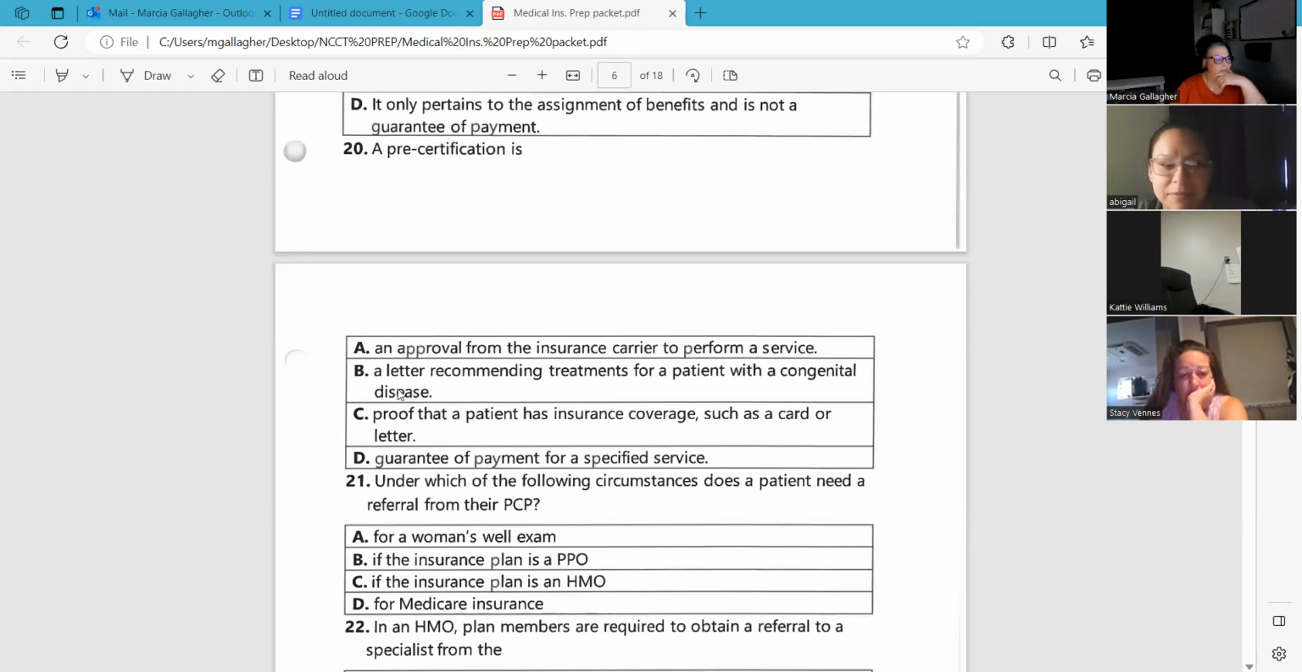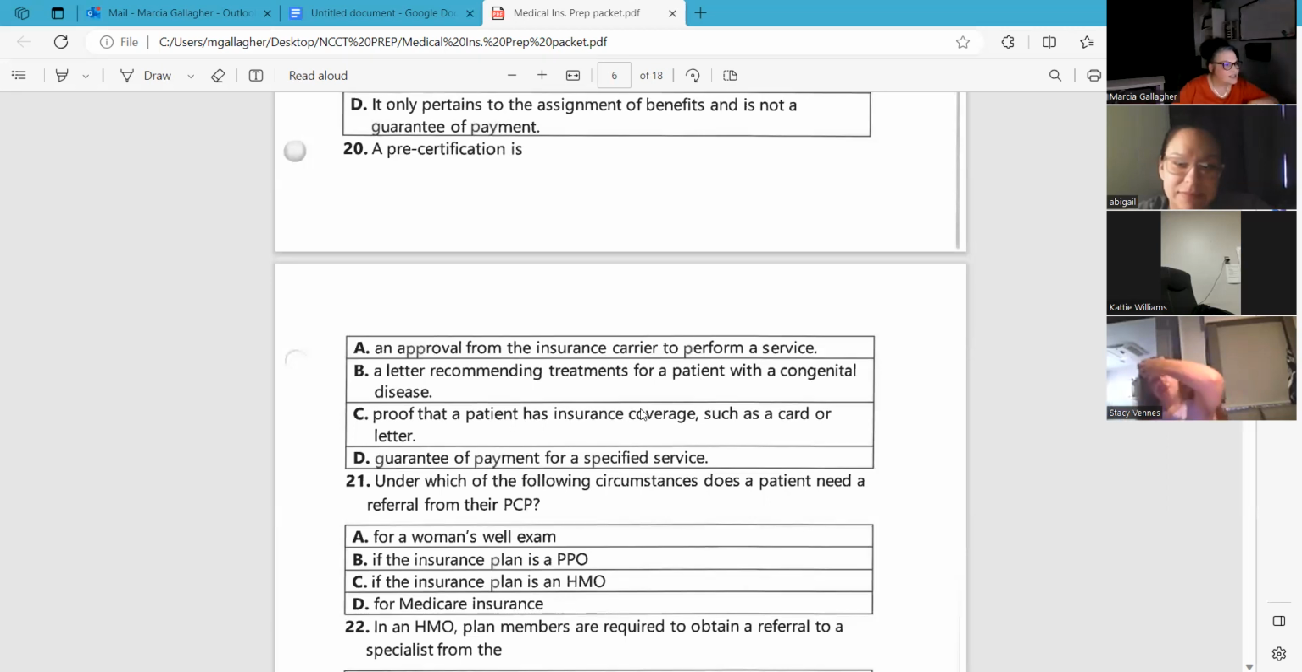Okay. Let's look at B. A letter recommending treatments for a patient with a congenital disease. That one's out completely too, right? Right. Let's look at A, an approval from the insurance carrier to perform a service. That's what it is, huh? You have to get approved to be able to do a service? Well, if you want the insurance to pay. Yeah. So the answer is A, an approval from the insurance carrier to perform a service.